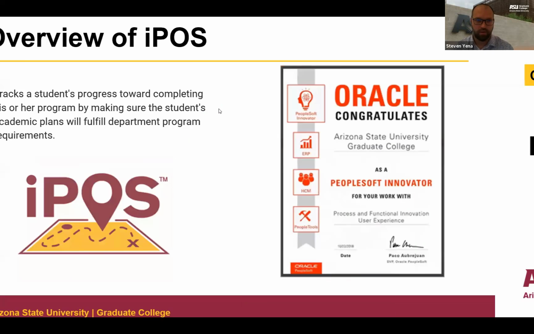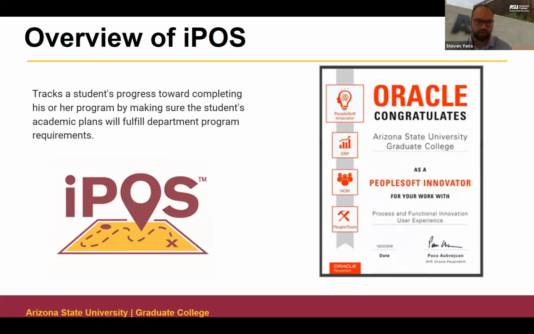So what is the iPOS? It's a tool that helps track students' progress and plan for completing their program, ensuring their academic plan will be fulfilled. So it helps students really progress towards their degree completion. And then on the academic side, programs work so hard to create this great curriculum and degree requirements, so it's a way to ensure that the integrity of the degree is held as well.